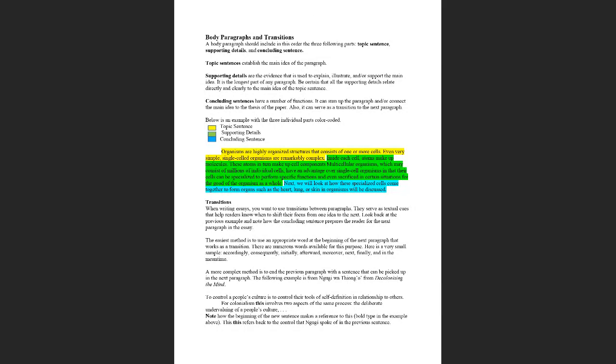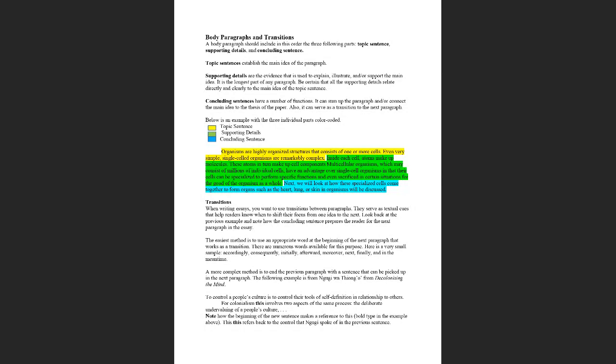Then it needs supporting details. The supporting details are the most important part because they're the evidence that you're using to explain, illustrate, and support your main idea. It's the longest part of any paragraph. Here, you want to be certain that all your supporting details relate to that main topic, and you want to make sure that you give specific examples to support them. If you have any supporting details that are not related to your topic sentence, you need to take those out because that paragraph needs to be on one topic.